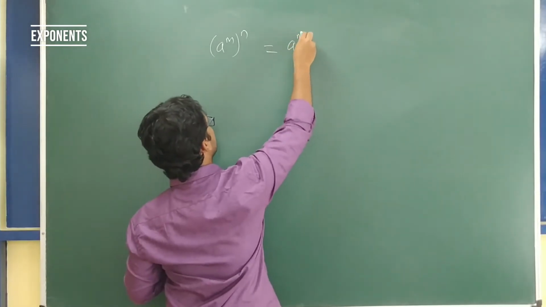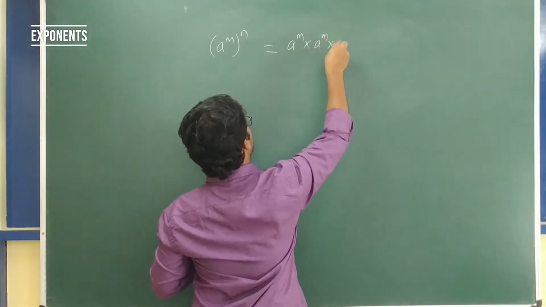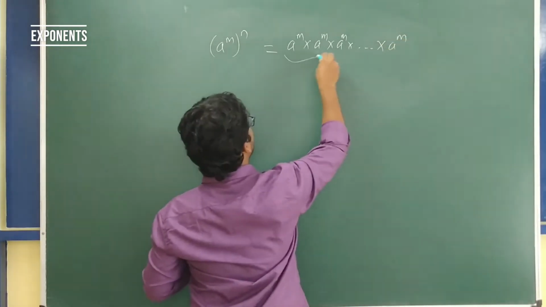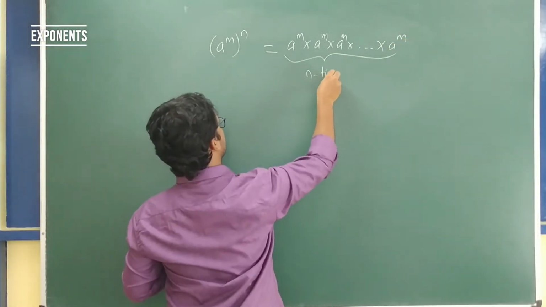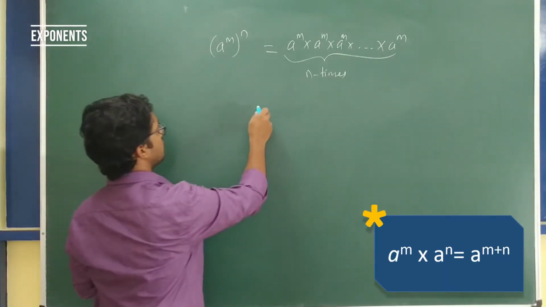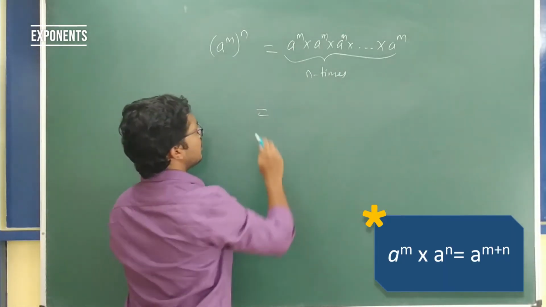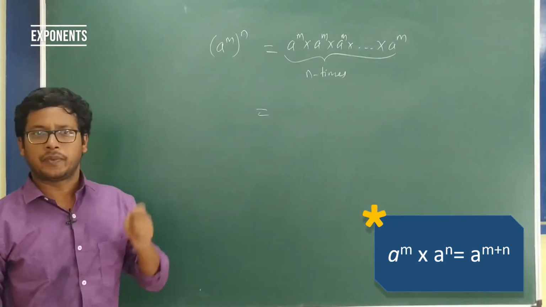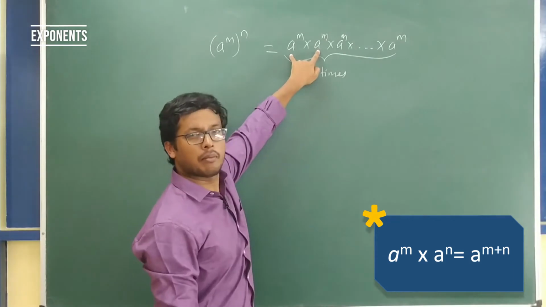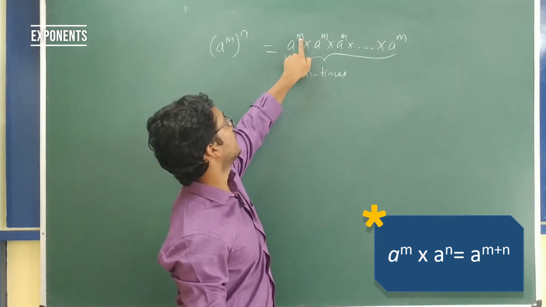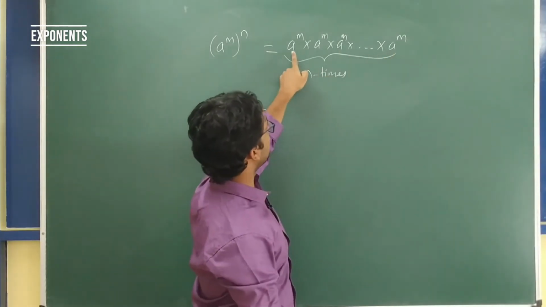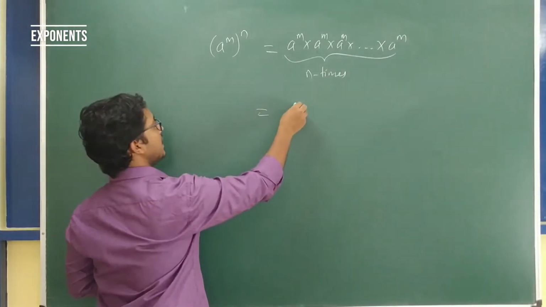This will be a^m into a^m into a^m. Like this we are going to multiply a^m n number of times. So by applying the first law, if you remember, a^m into a^n: if I am multiplying two exponents with the same base, then the powers get added up. Here I have all the exponents with the same base, so the powers will get added up.